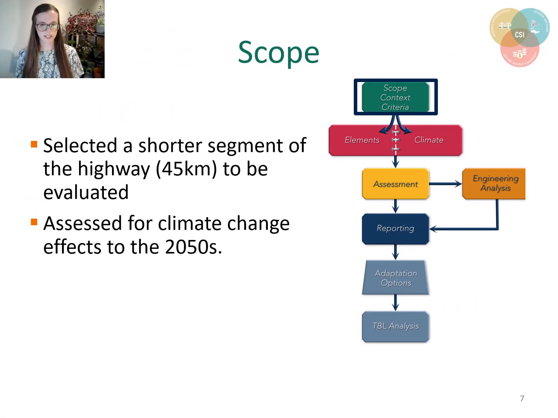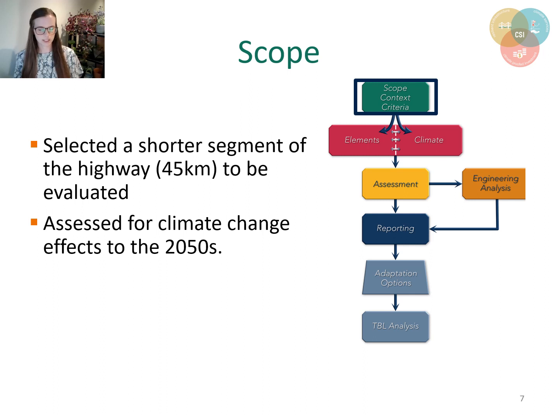The first step is to set the scope, context, and criteria. So for this example, they knew that they wanted to look at the highway system and see how vulnerable it was to climate change, but they had quite a lot of highway systems to look at. So instead, they decided to scope it into smaller pieces, and this shows one segment that was approximately 45 kilometers, and use this for the evaluation. This helped the assessment team dive in a little bit deeper to the individual components and be able to look at one climate system instead of looking at a range across the entire length of the system.